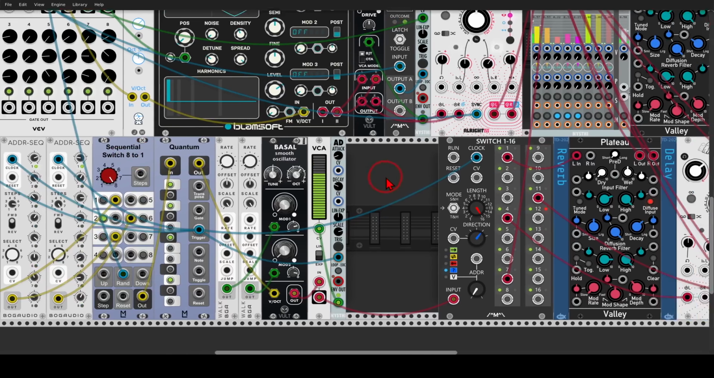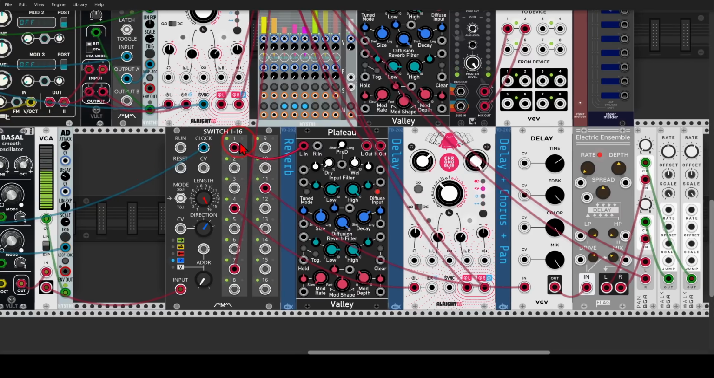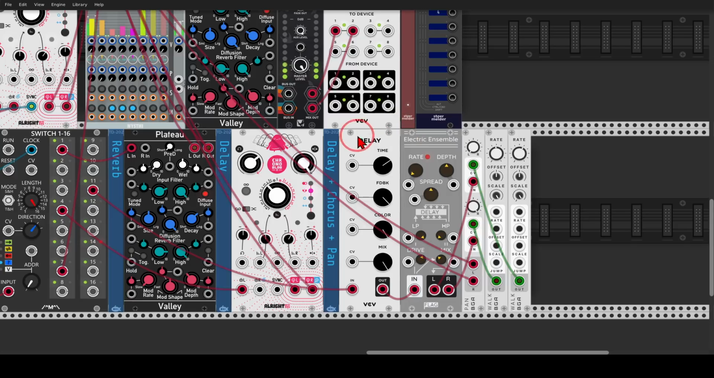Now this voice is going through another switch. I have here the switch 1 to 16 from Count Modula. And this switch is sending this voice to different processing. So there is a reverb, there is a delay, and I'm sending it also to a delay which is going already to a chorus, so another delay going through a chorus, and I have this chorus going to the pan from Bogaudio. So I'm modulating randomly the panning of this voice.